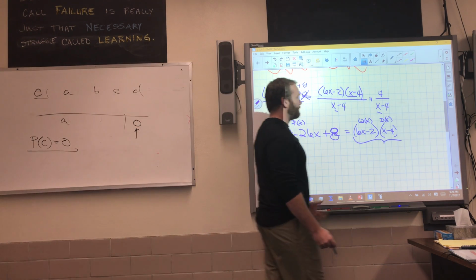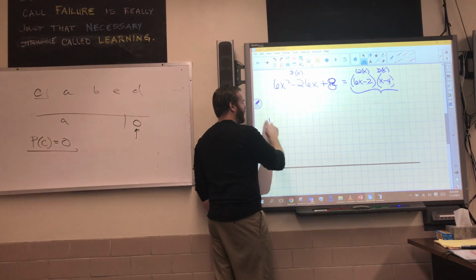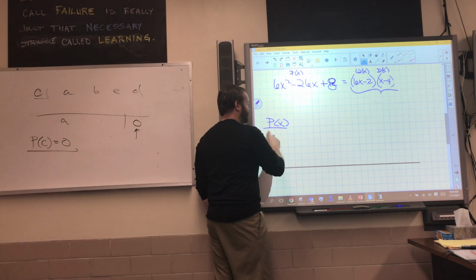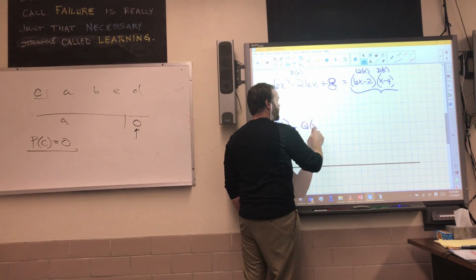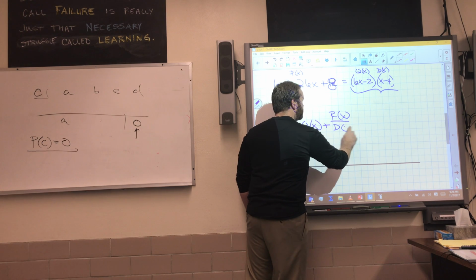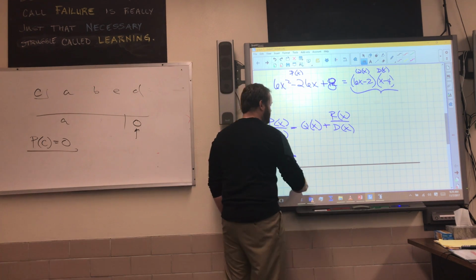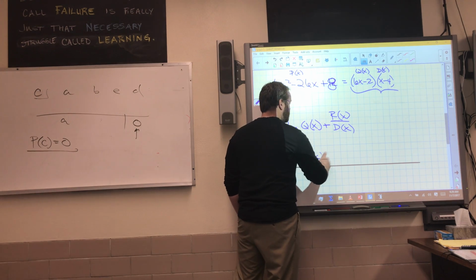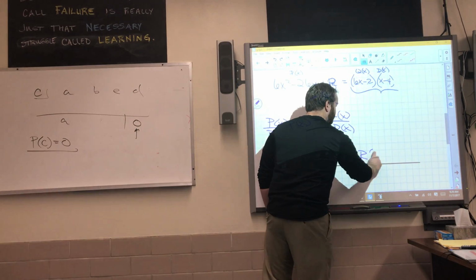All right. But that practice there was just trying to show you that p of x over d of x, when they ask you to write it this way, quotient of x plus the remainder over the divisor, is saying the same thing as p of x is equal to d of x times q of x plus your remainder of x.